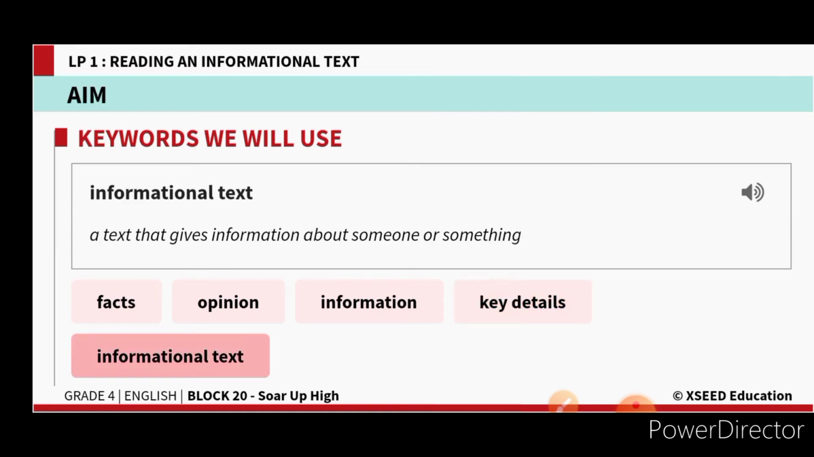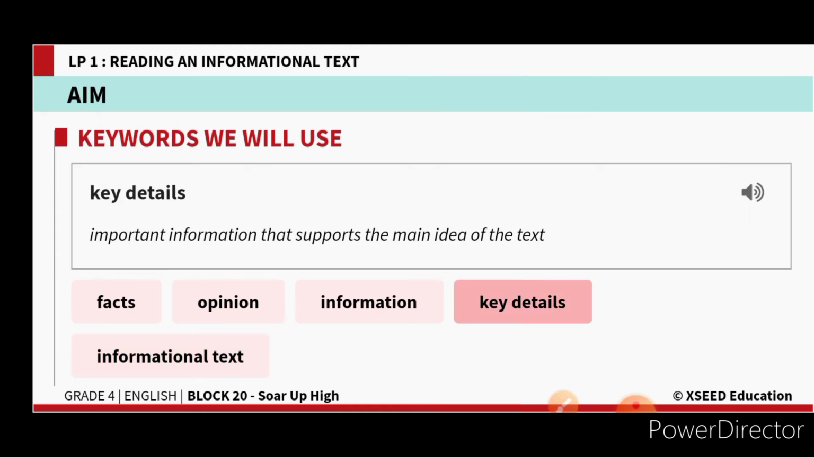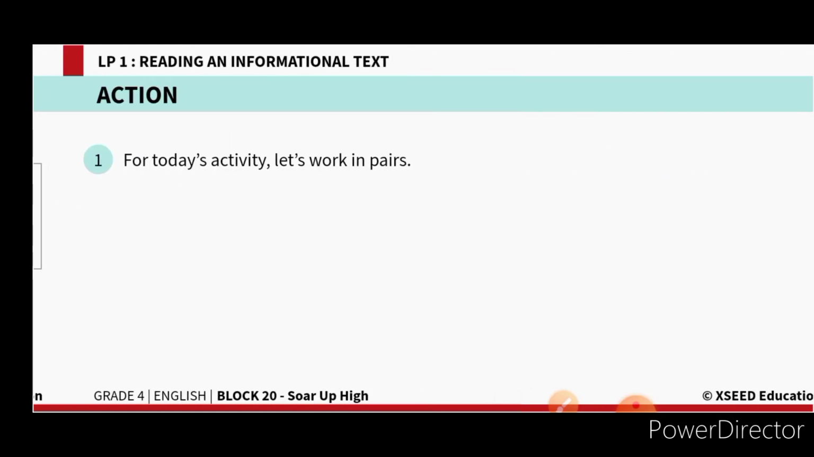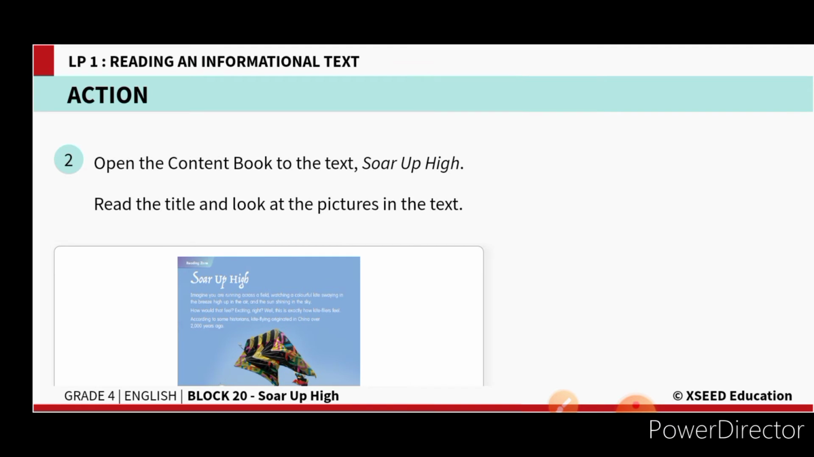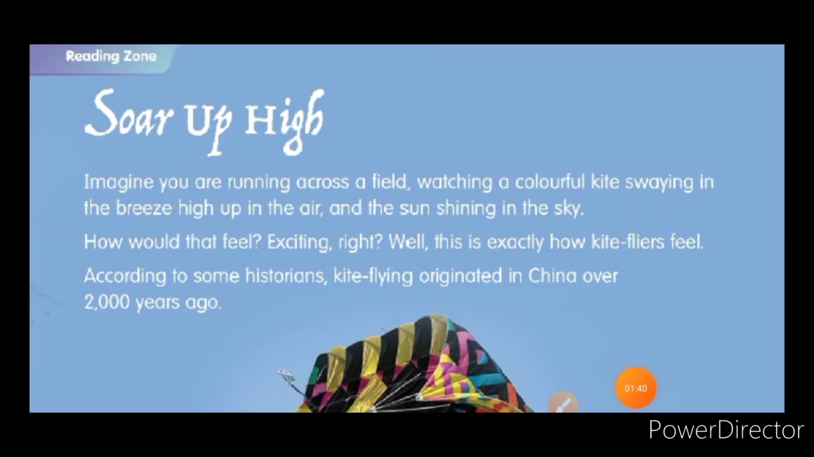Informational text means the text that gives information about something important or about someone who is important. Key details are the important parts that support the main idea of the text. Without these key details, the text itself is useless, I can say. So for this, today you have to open your content book to page number 42. Yes, have you all opened your content book to page number 42?